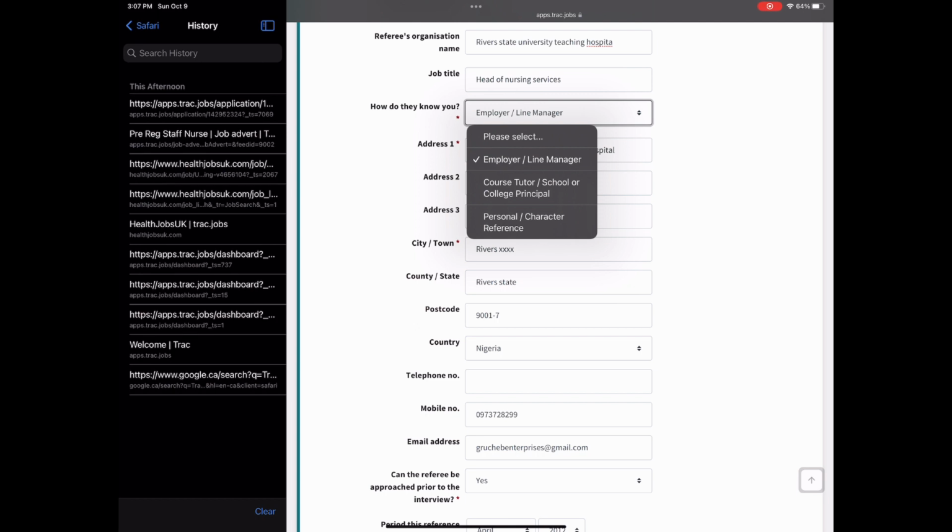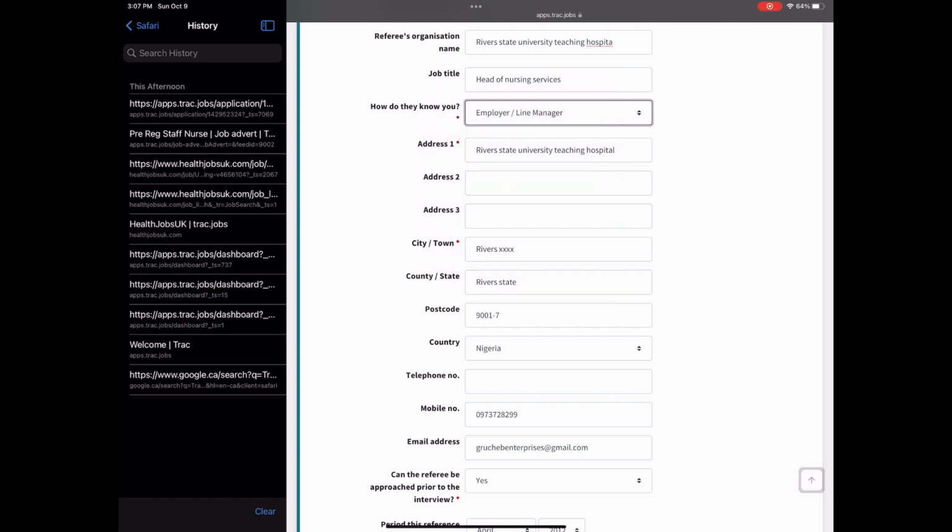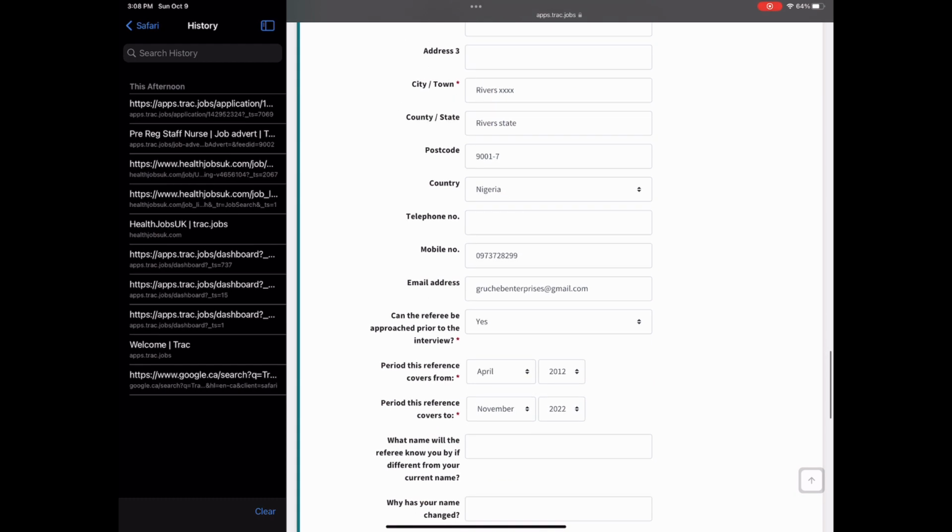Now you see the three options. Since it's an employer, it has to be employer/line manager. Some people end up putting personal or character reference. Most recruiters do not like it though. To be very honest, some don't like it. In fact, some will explicitly say it that, see, we do not want personal or character references. Others that don't tell you will mark it against you. They would obviously pick someone else that has an employer reference.